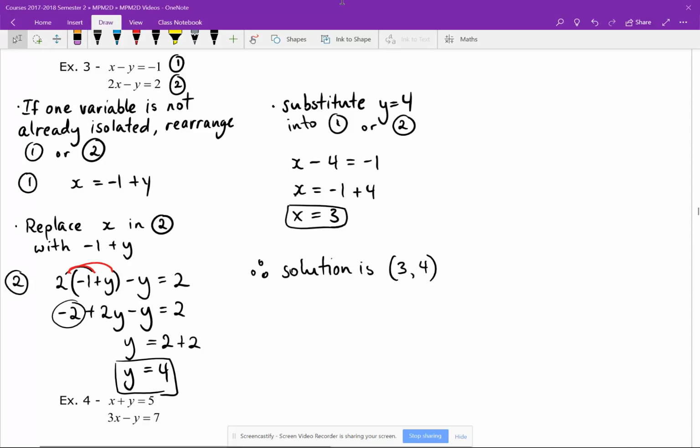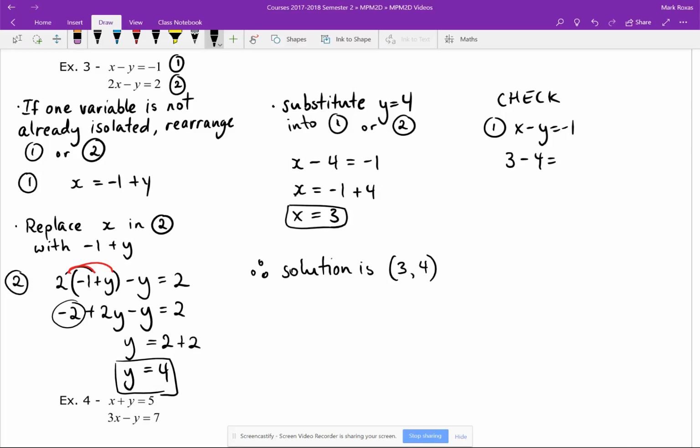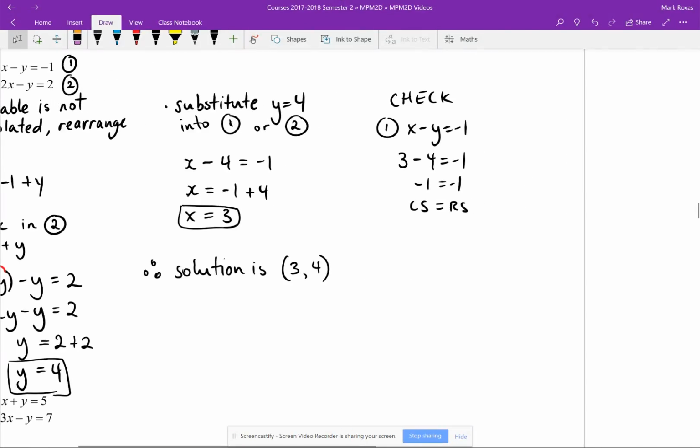Okay, and then you check your work. Always check, check, and check. So equation 1, x minus y equals -1. Plug in your values. x is 3 minus 4 equals -1. So -1 equals -1. Left side equals right side. Very good. And you check the second equation.